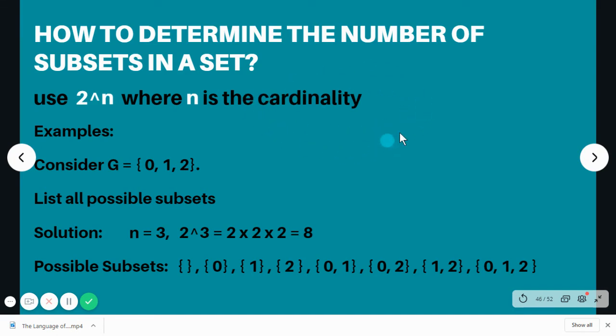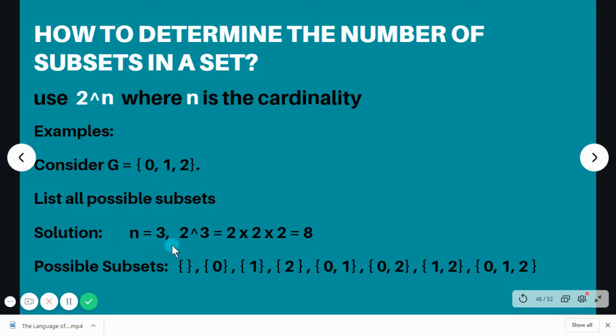Kapag sinabi nating cardinality, ito yung total number of elements in a set. Okay, so ito yung gagamitin nating formula. 2 raised to n. So, example. So, we have this one. G is equal to {0, 1, 2}. So, ilan ang pwede nating mabuong subset using this set? List all possible subsets. So, here is the solution.